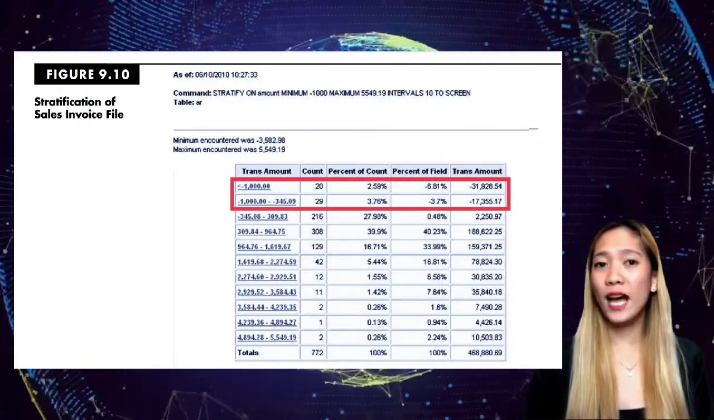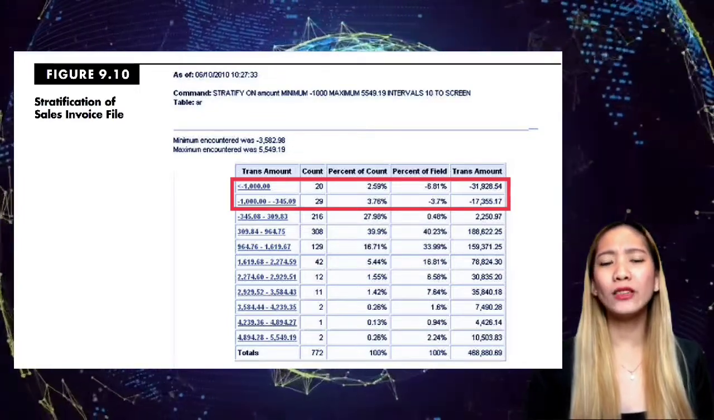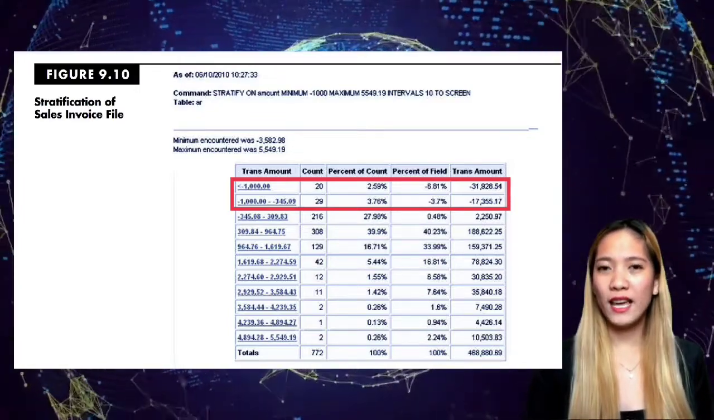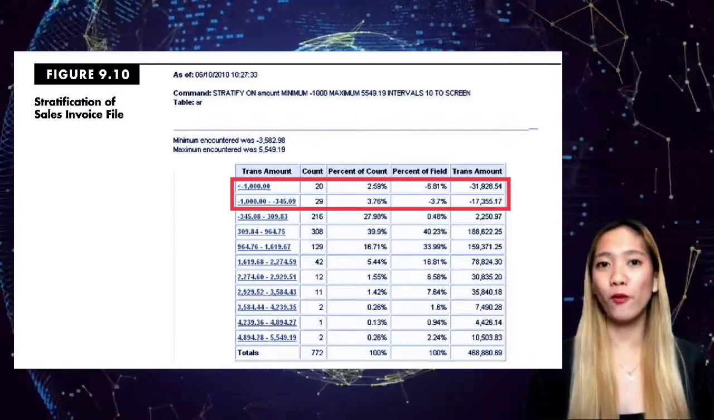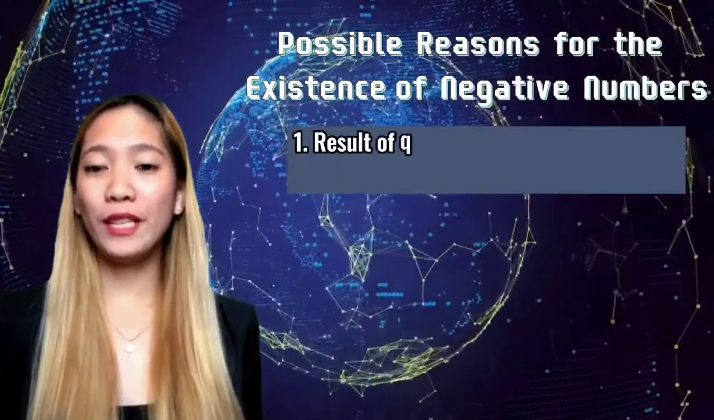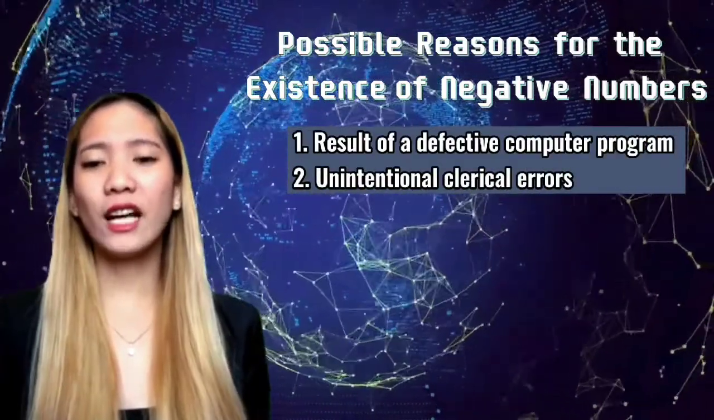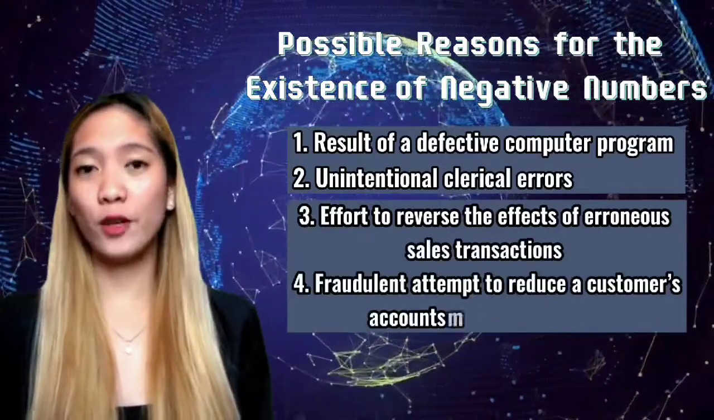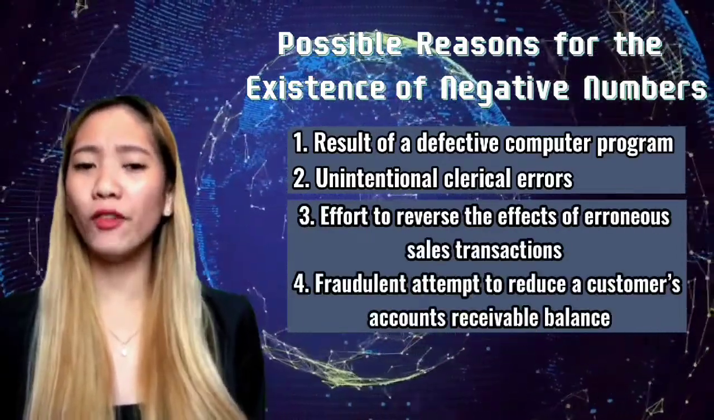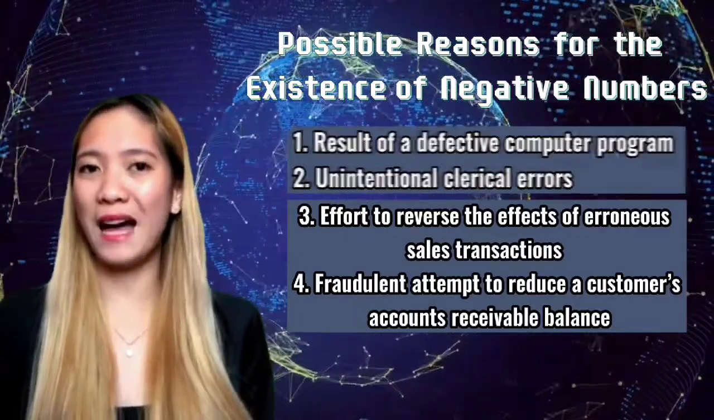For example, since this is a sales invoice file, it should normally contain only positive numbers. Negative numbers may have been inserted into records in a number of ways. Like number 1, they could be the result of a defective computer program. 2, an intentional clerical error. 3, an effort to reverse the effects of erroneous sales transactions. Or number 4, a fraudulent attempt to reduce a customer's accounts receivable balance.